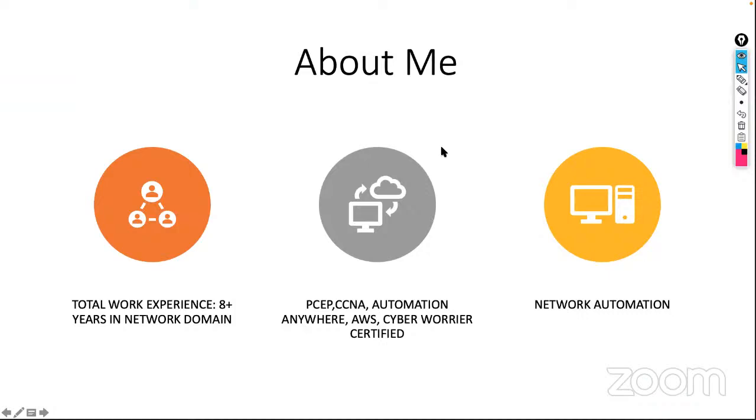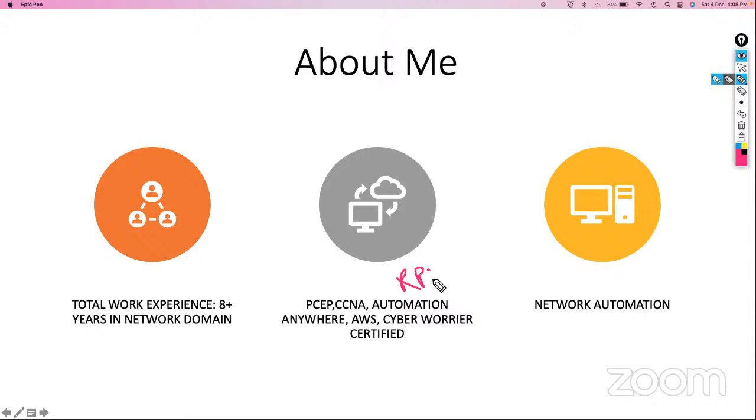This is something about me. I have a total of 8+ years of experience in the network domain. I also secured the PCEP certification, which is a Python certification, and CCNA for networking. You all know Automation Anywhere, which comes under the RPA platform, robotic process automation. Then AWS, and recently I became certified with Cyber Warriors. For 5+ years I have been doing network automation, and I'm working as a network automation developer in one of the reputed organizations. So that's a small thing about me.